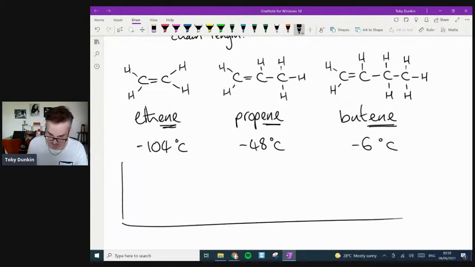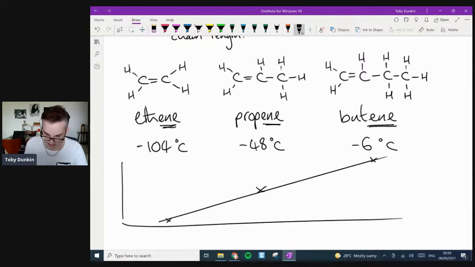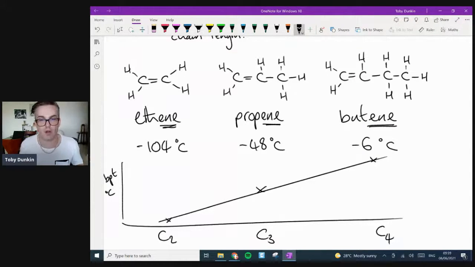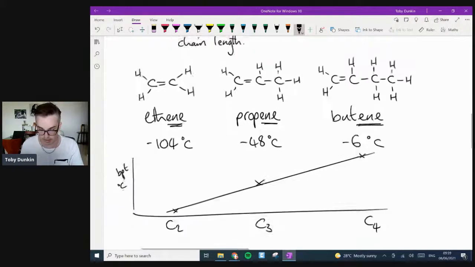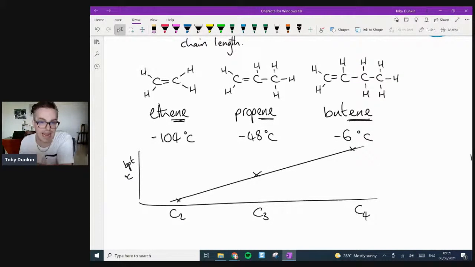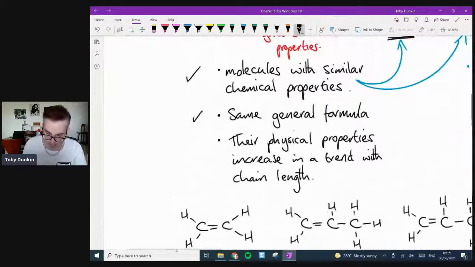If I was to plot a graph of this, minus 104, they're going up in a nice steady trend. This will be C2, this would be C3. As the carbon length increases, this is going to be the boiling point in degrees Celsius. You can see that it's following a nice trend. Well done, Julius. Absolutely spot on. So the longer the chain, the higher the boiling point. And that's what it means by their physical properties increase in a trend.